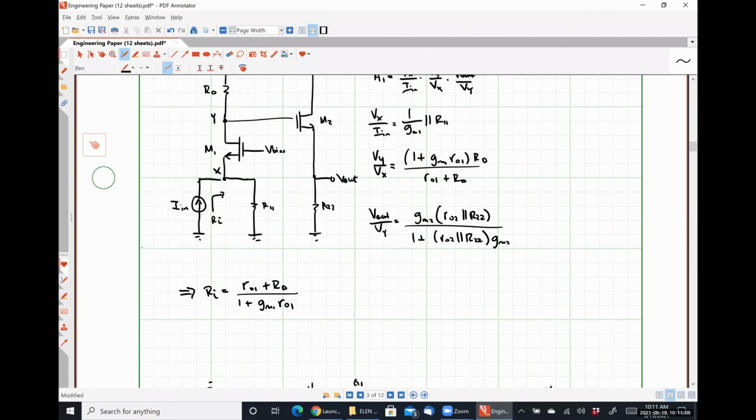Yes, you're absolutely correct, in parallel with R11. Yeah, 100% correct. I think we called this Ri prime on Monday, but thank you for catching me on that again. All right, for our output resistance, what are we going to have?